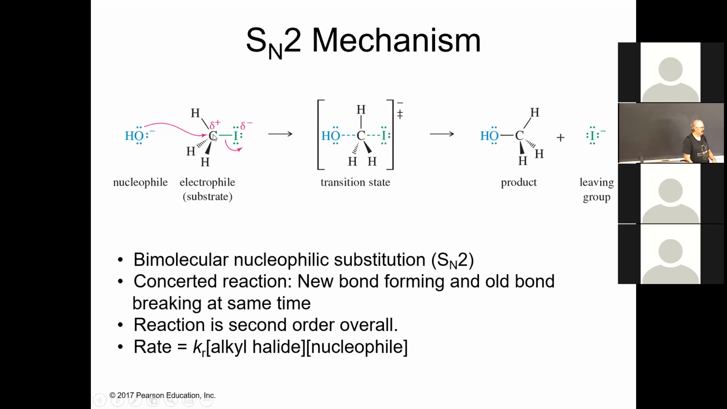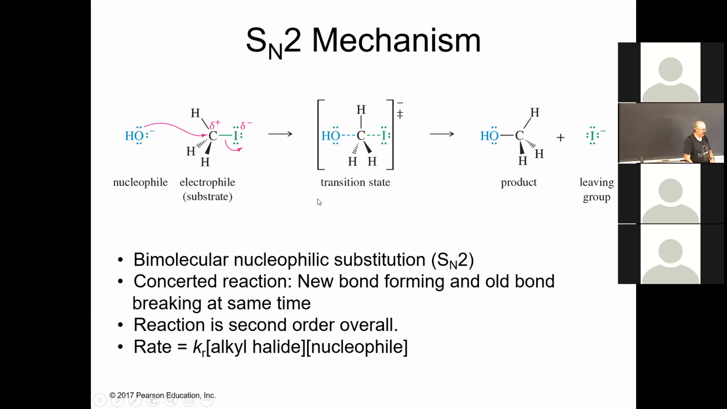So here we have iodomethane. It's a polar molecule. The carbon side is electron deficient, so it's going to attract electrons from the OH minus. And this bond forms and this bond breaks at the same time. And so the transition state would look something like this. It's bimolecular. One bond is forming, one bond is breaking at the same time. And then we go on to products.